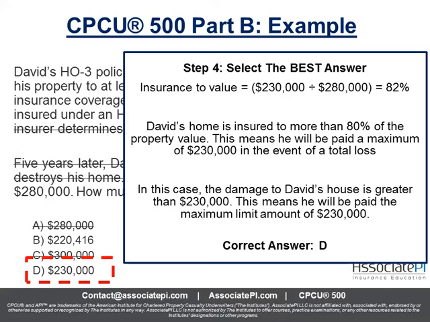But here's the tricky part. In this case, David's home is valued at $280,000. So it will cost $280,000 to repair the home. But the insurer, his limit in the insurance policy is only $230,000. So in this case, remember, it's asking how much will the insurance company pay. It will pay no more than $230,000 because that is the limit on his home. So the correct answer here is answer D, because the insurer is going to pay $230,000 because he meets the insurance to value provision. It's going to pay the full limit, but it will not pay more than the limit. So the answer here is D.